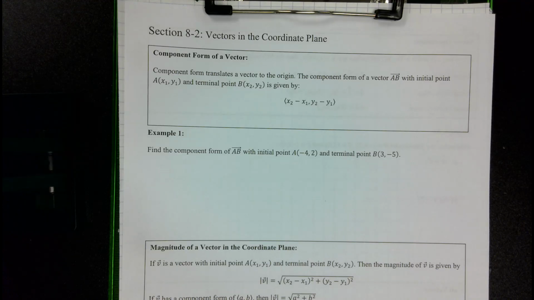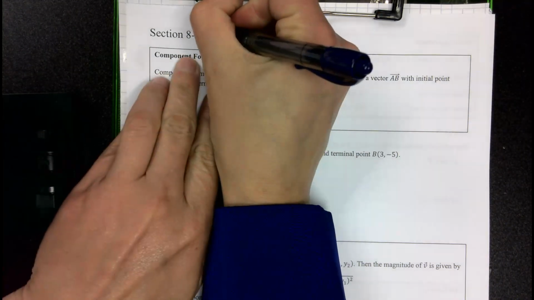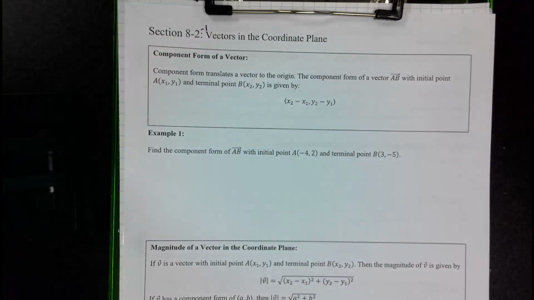Okay, good afternoon. We have section 8-2. This should actually be 8-2-1 for day 1. We're going to talk about vectors in the coordinate plane. So the first topic is component form of a vector.